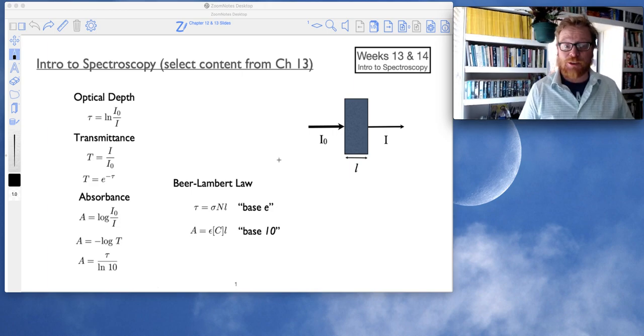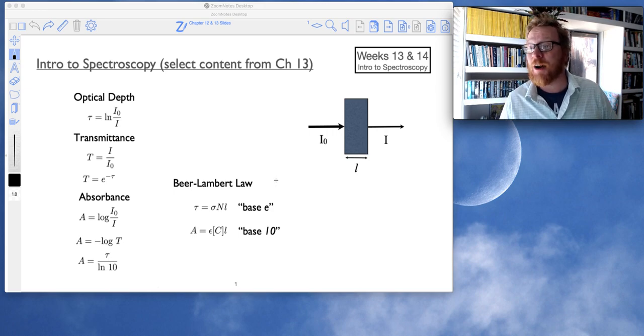So the first thing I want to get into is a little bit of review. Hopefully this all looks familiar. I know we've talked about this in Chem 361, but also in your other classes. What I want to describe is simply the phenomenon of light passing through an absorbing sample and then going on and detecting that light. Let's label a few things here.